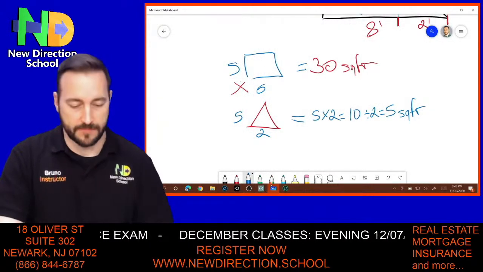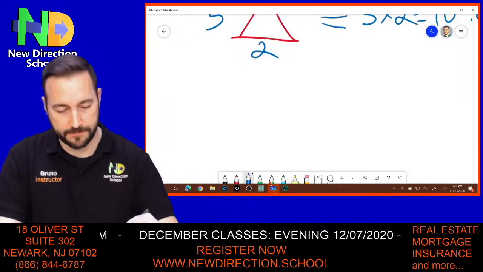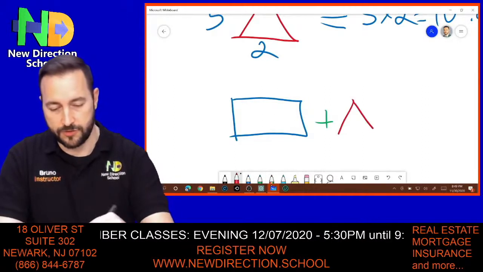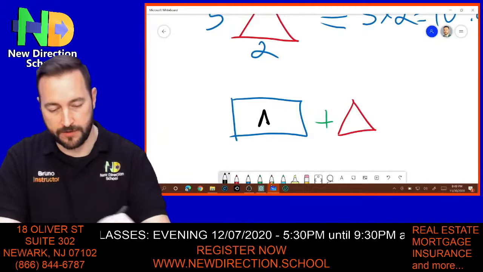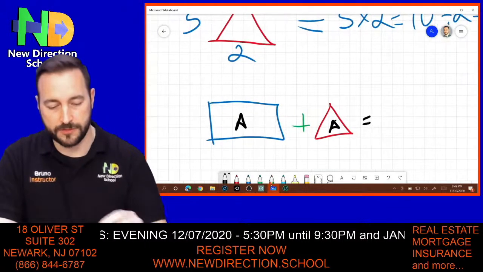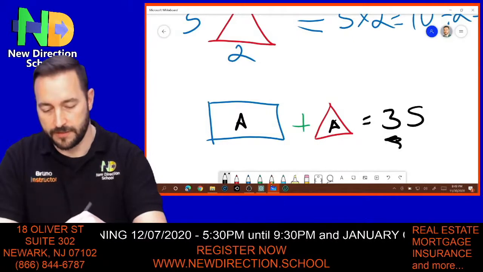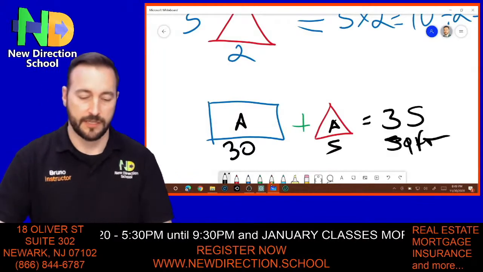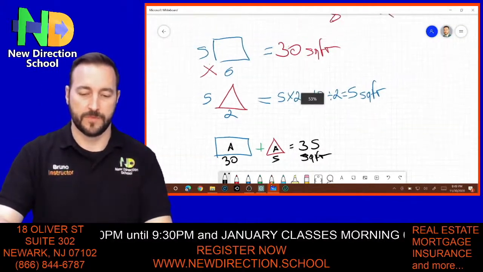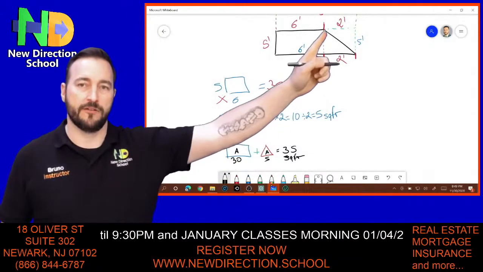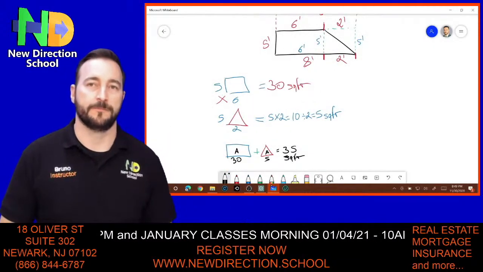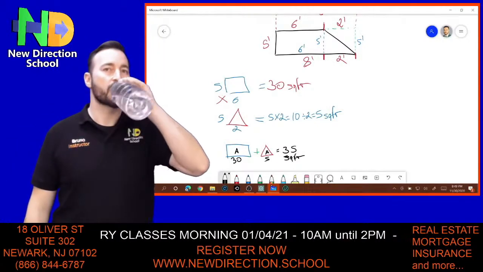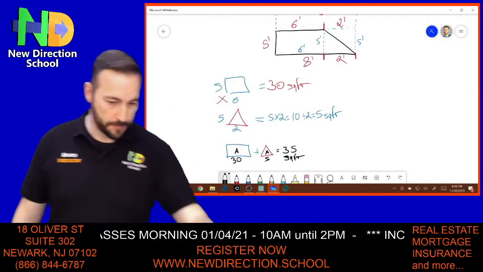Now, do you guys think that's the answer? That's not the answer. Because now the next step we need to do is rectangle plus triangle area, right? So the area equals 35 square feet. So this whole trapezoid, right? Because this is 30, this is 5. This whole trapezoid, the area of this room right here, the area of this room is 35 square feet. Questions? Any questions?